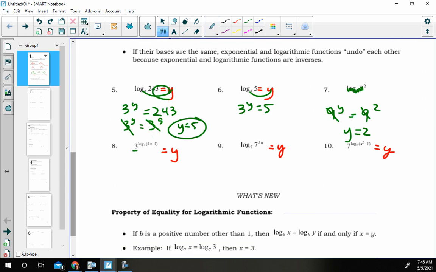Okay, I have 3 with log base 3. I have log base 7 with 7. I have base 7 with log base 7. So technically, they're going to cancel and become 1.